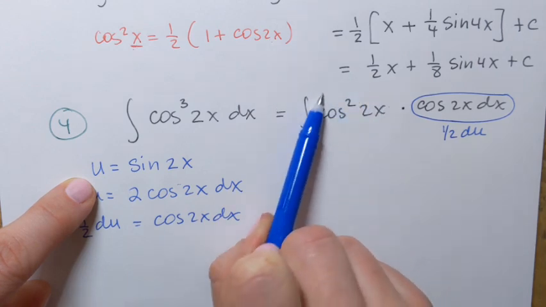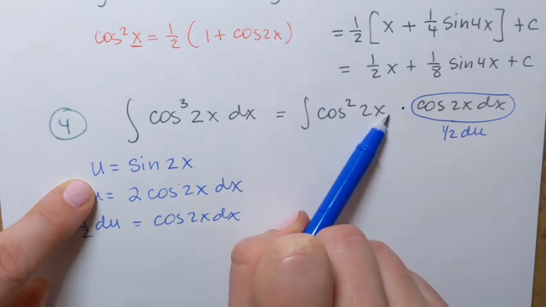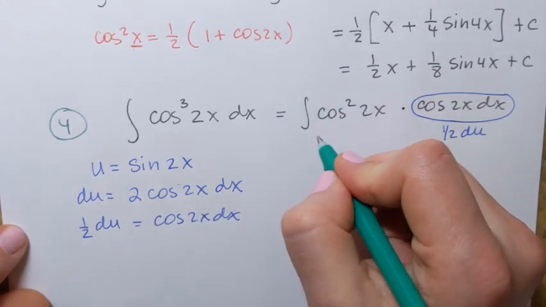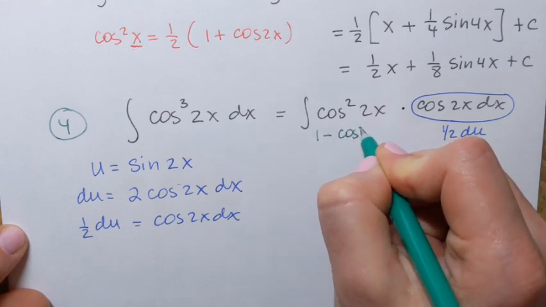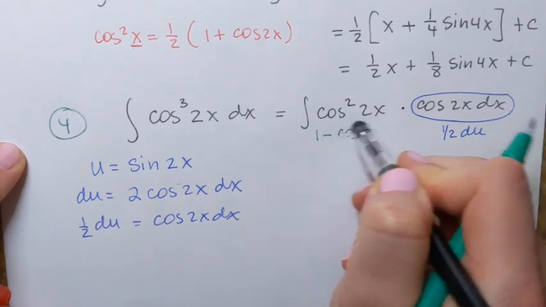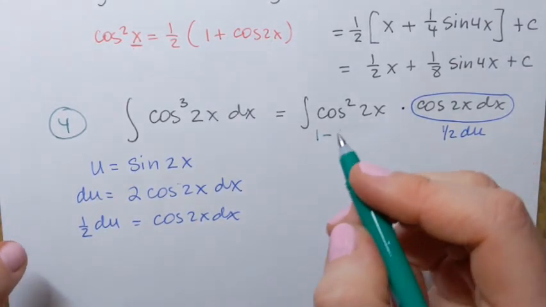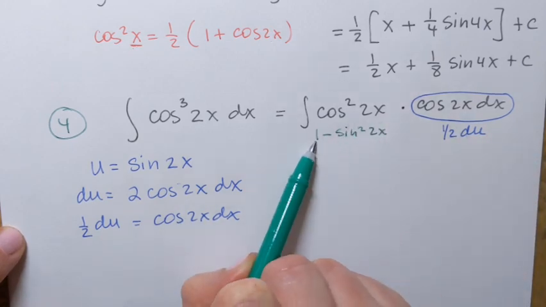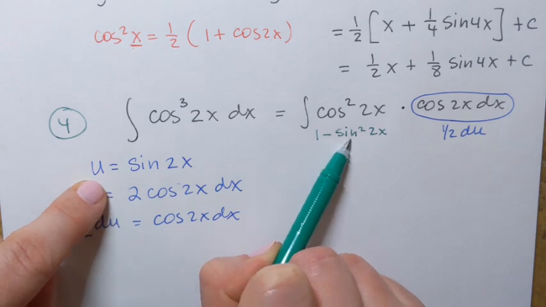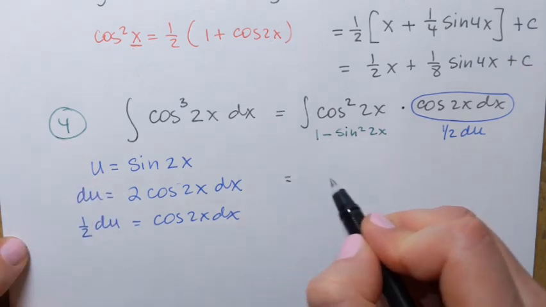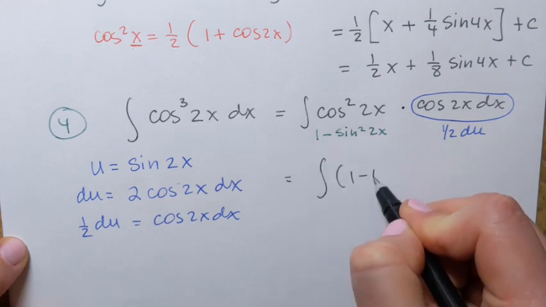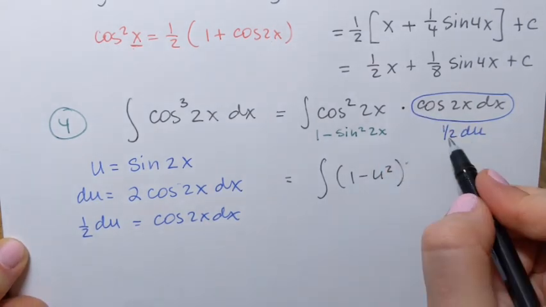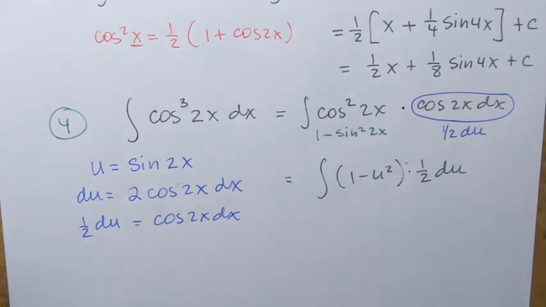Well, cosine squared of 2x can be replaced with sine squared using just the basic identity. So that's the same as 1 minus sine squared of 2x. Right? Using the basic identity. So that means it's going to be 1 minus u squared. So here's my integral: the integral of 1 minus u squared, and then 1/2 du.